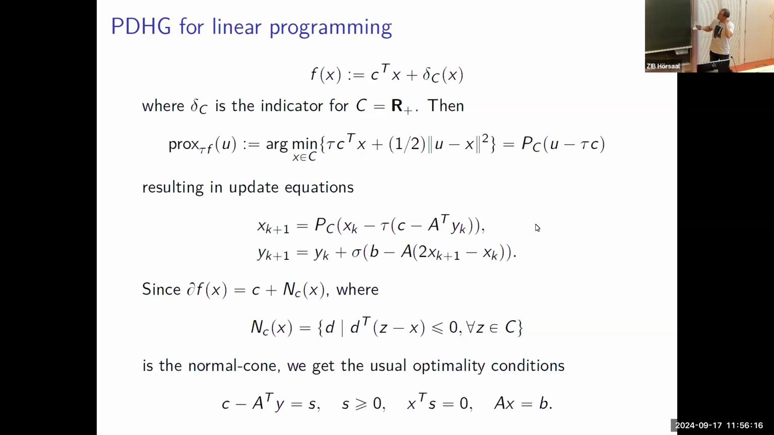This is a simple affine expression, then project onto the non-negative orthant, and similarly for y. And if we had used this other formulation with an additional function g, also over a closed convex set, then we would have projection here also. But otherwise, it just looks like this.